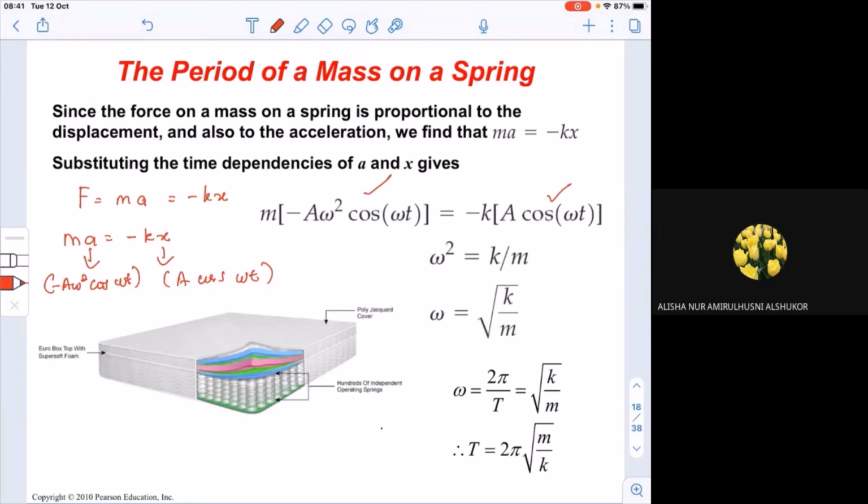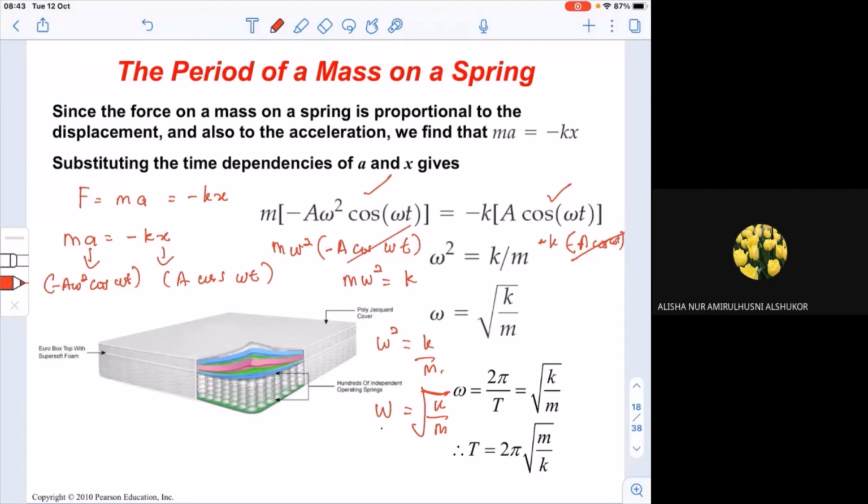Of course, on this part you can factorize m omega squared, and what's left is negative A cos omega t. On the other side, you can factorize a negative k, and what's left is A cos omega t. So negative A cos omega t on both sides cancels out. What's left is just m omega squared equals k. So we can write omega squared equals k over m, and omega equals the square root of k over m.